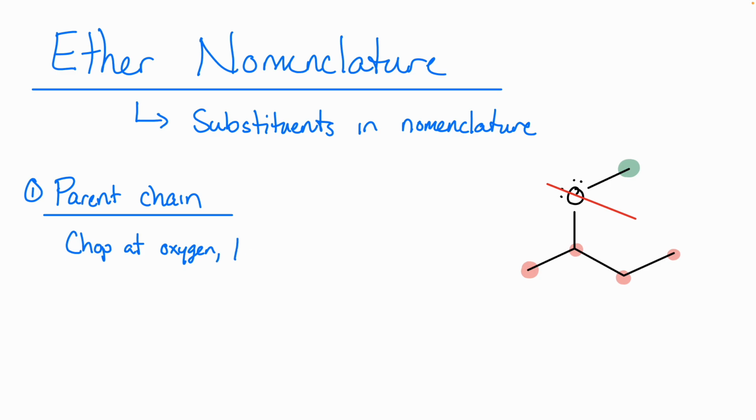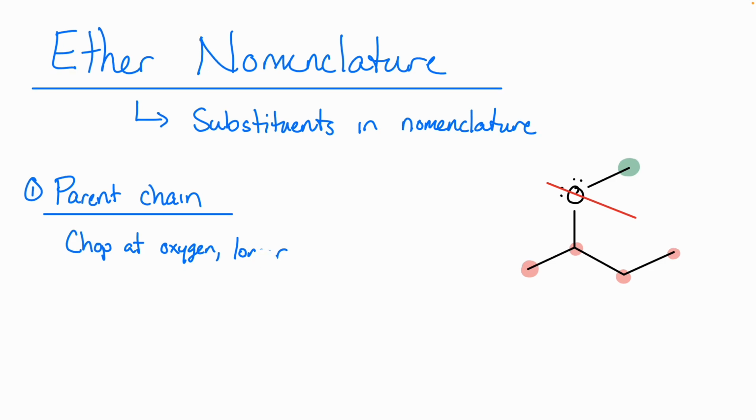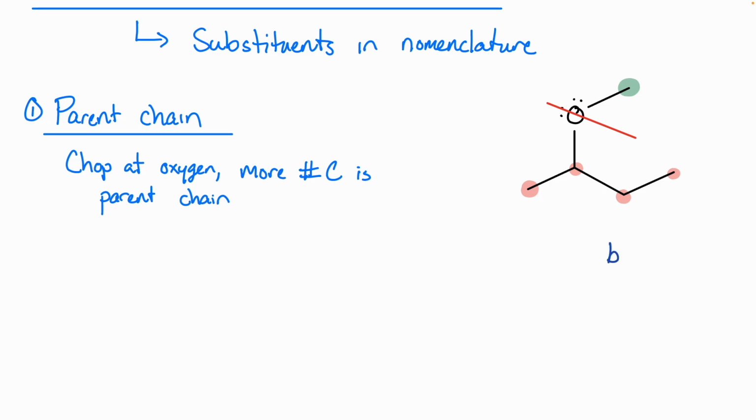All right, and the longer, or let's just say more carbons. Okay, and remember these ethers, like I said, they're going to be treated as substituents. So there's not going to be any name or any ending to our parent chain that we tack on there. This is just going to be a butane parent chain.